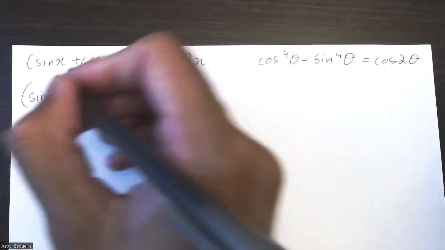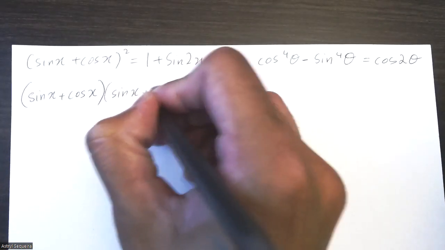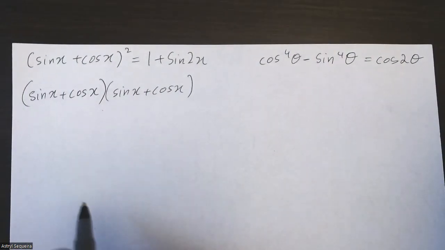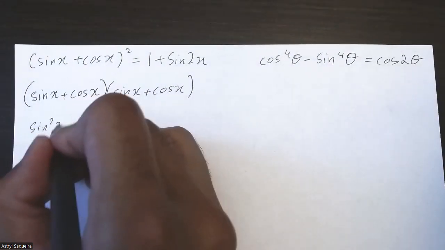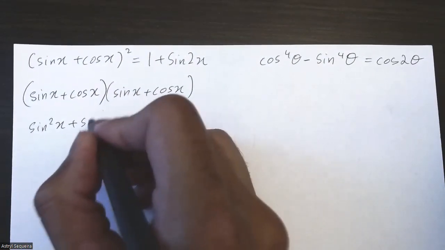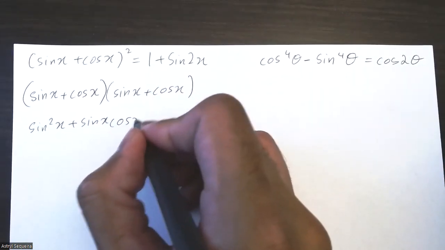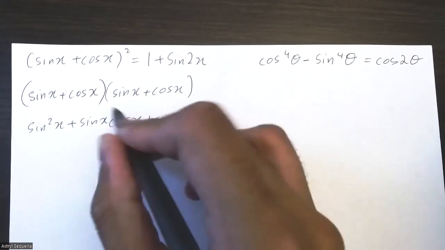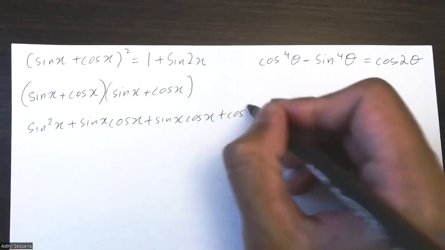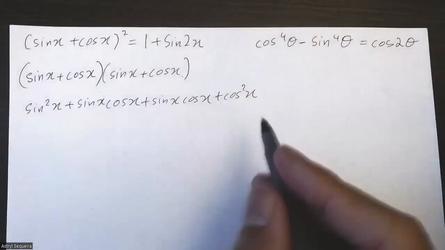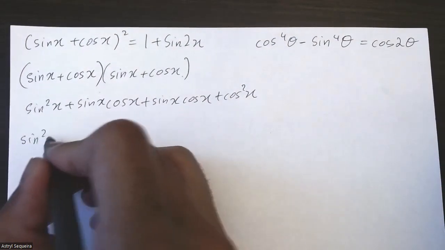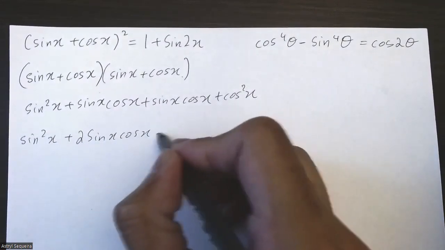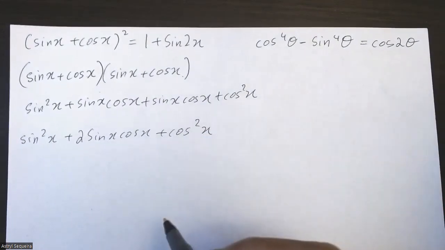So I'm going to start by writing out my bracket 2 times. Now I'm going to expand these two brackets out with FOIL. So I have sine squared x plus sine x cos x, that's the two outside terms, and then plus sine x cos x, that's the two inside terms, and plus cos squared x. And now I'll combine like terms: sine squared x plus 2 sine x cos x plus cos squared x.